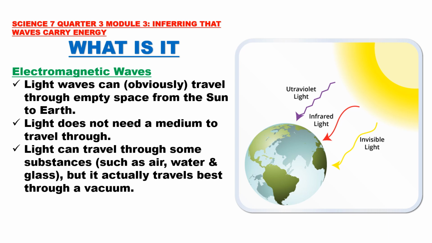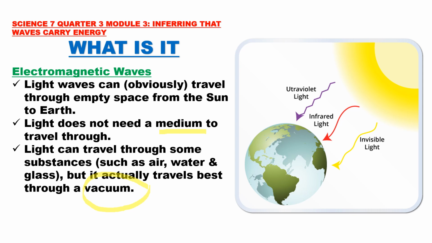Ngayon, pag sinabi naman nating electromagnetic waves, ano naman ito? So, let's read the following sentences. Light waves can obviously travel through empty space from the sun to earth. Light does not need a medium to travel through. Light can travel through some substances such as air, water, and glass, but it actually travels best through a vacuum. So, what is electromagnetic waves?